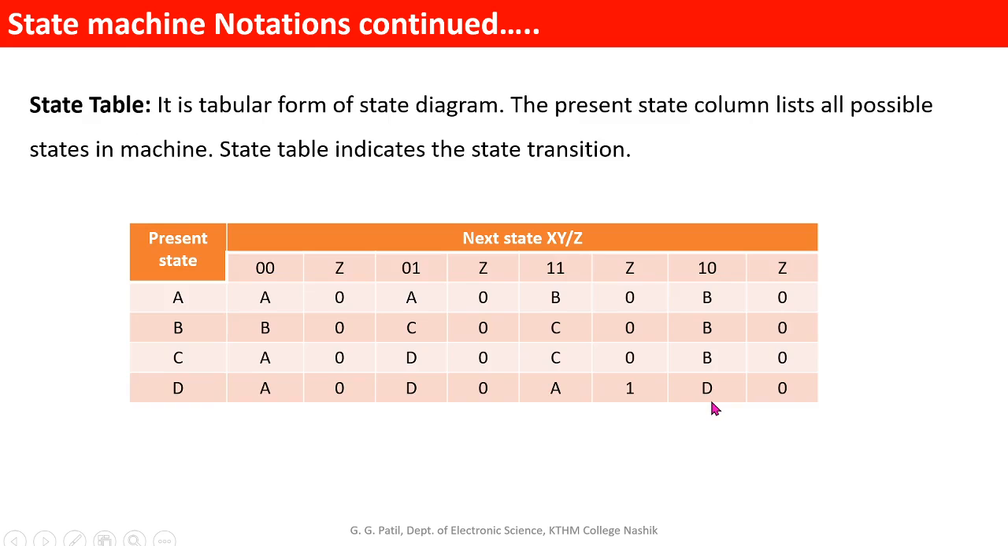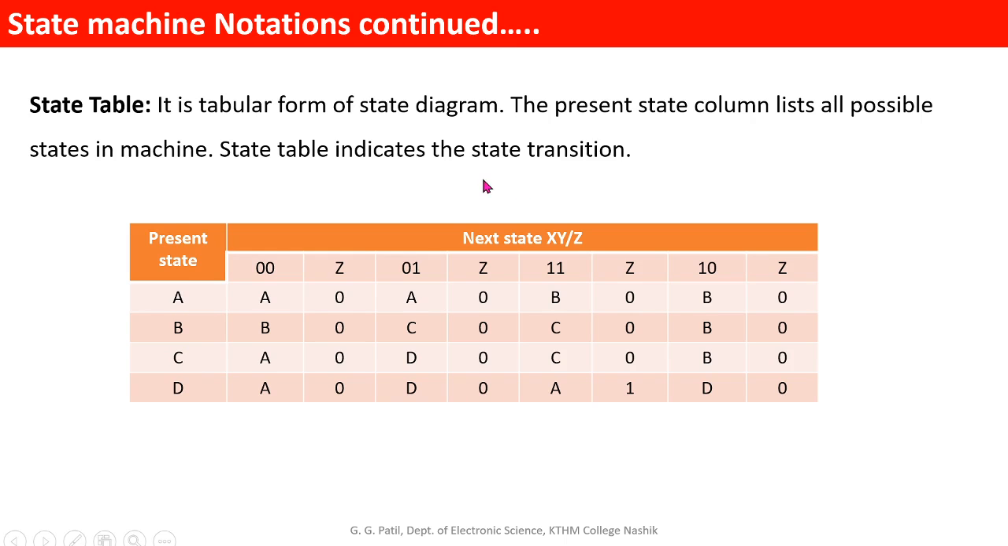Next is the state machine, state table, sorry. What is meant by state table? A state table is a tabular form of the state diagram. The present state column lists all possible states in the machine. In this present state column, all the possible states are listed in the machine, and the state table indicates the state transition.